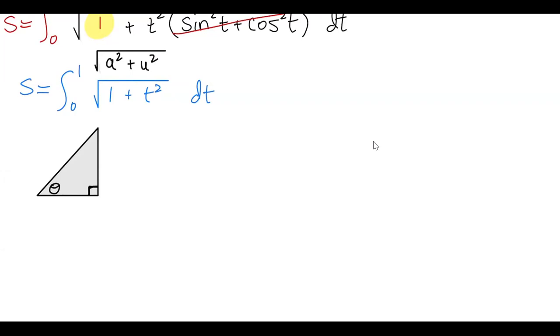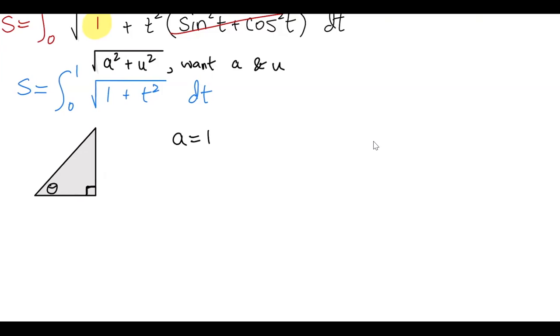So if that's the case and I want a and u, then I'm really just taking the square root of the constant term and the square root of the variable term. I'll make a note on the side here: a equals 1, because a squared is equal to 1. It's a geometric situation, so with scalar values, not vector quantities. We do not care about negative lengths, only positive lengths. The u would be equal to t.